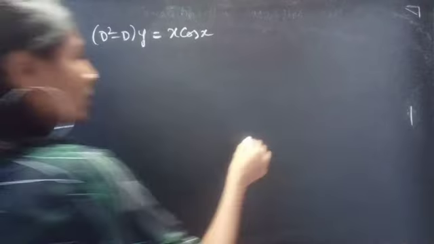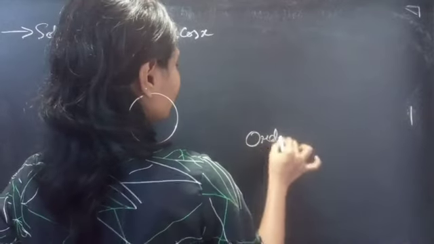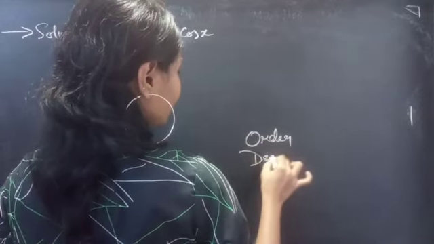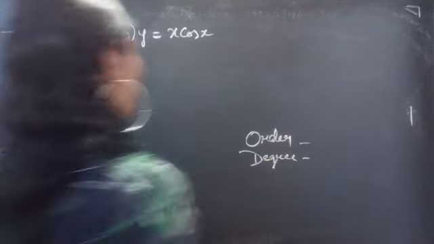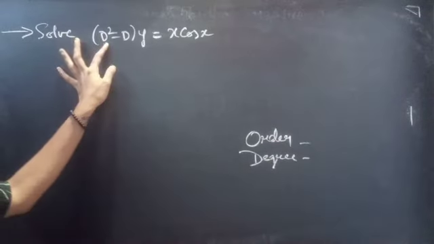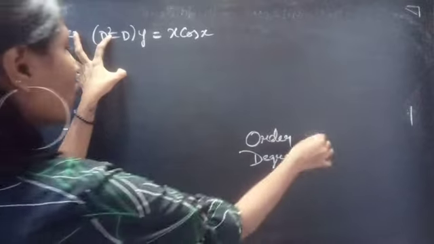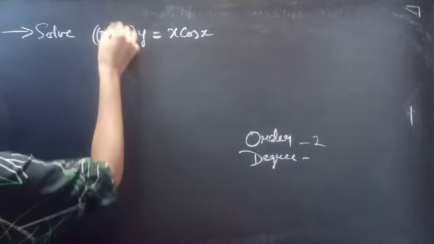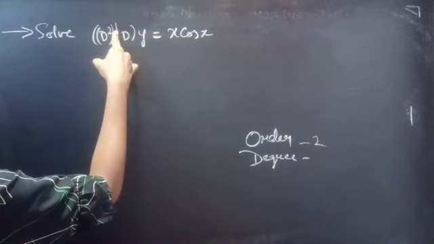Firstly, let's find the order and degree of the given differential equation. Identify the highest derivative. Here D² is the highest derivative, so our order is 2, and the highest power of the highest derivative is the degree, which is 1.